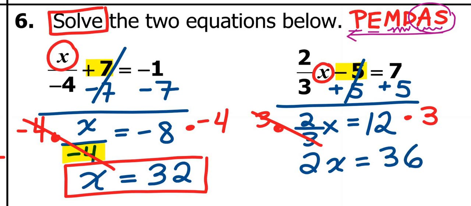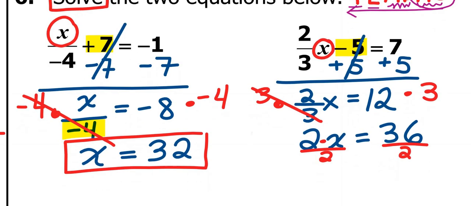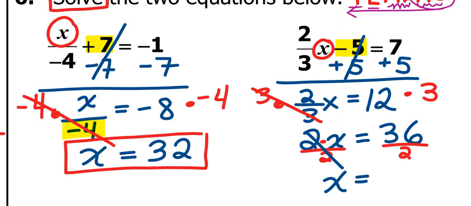And now, all I have left to get x alone is the multiplication of 2. Remember, there's an invisible multiplication sign in between the 2 and the x. So to get x by itself, I'm going to divide out the 2. And that leaves me with the 2 canceling out. X equals 36 divided by 2 is 18. And then we're done. X equals 18.